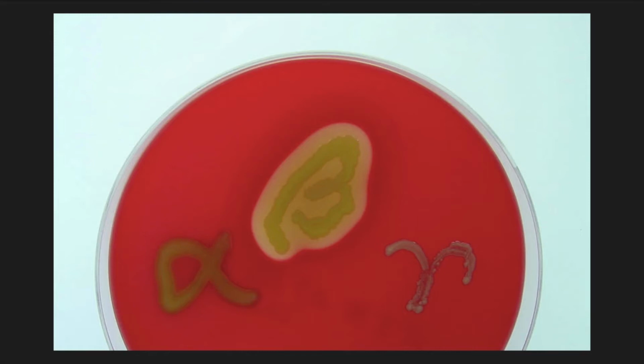Anyway, and then the last one we have is gamma hemolysis, which, as we know, has no hemolytic qualities. Therefore, it stays on the surface of the blood agar, and it does not break anything down.